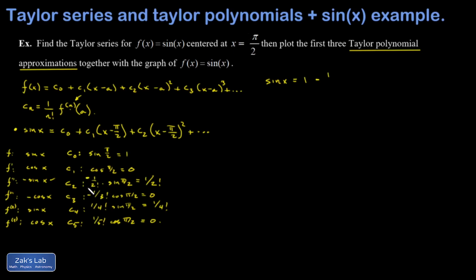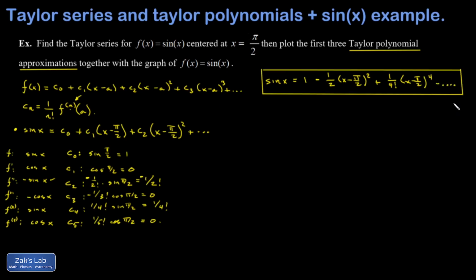So plus c2, which is a negative 1 over 2 factorial, times x minus pi over 2 squared, plus, it looks like C4 is the next survivor, and that was a 1 over 4 factorial times x minus pi over 2 to the 4th, minus, and so on and so on. So there's the series expansion of sine x about x equals pi over 2.